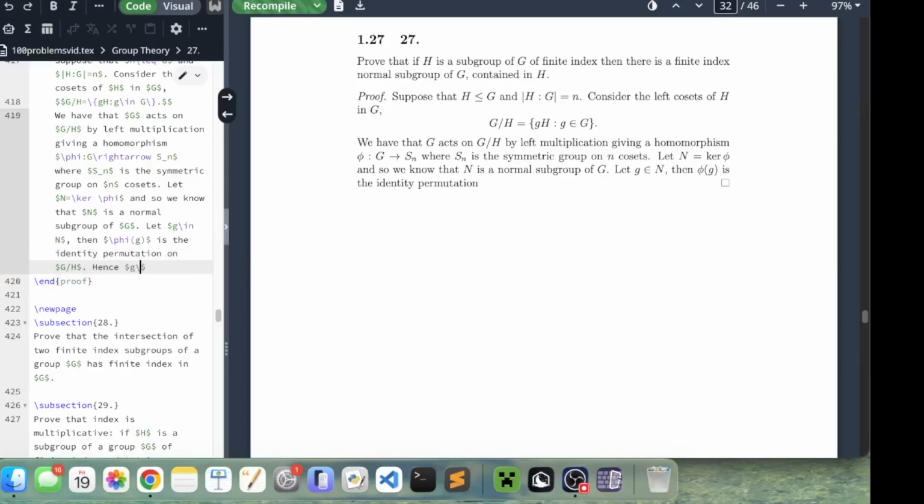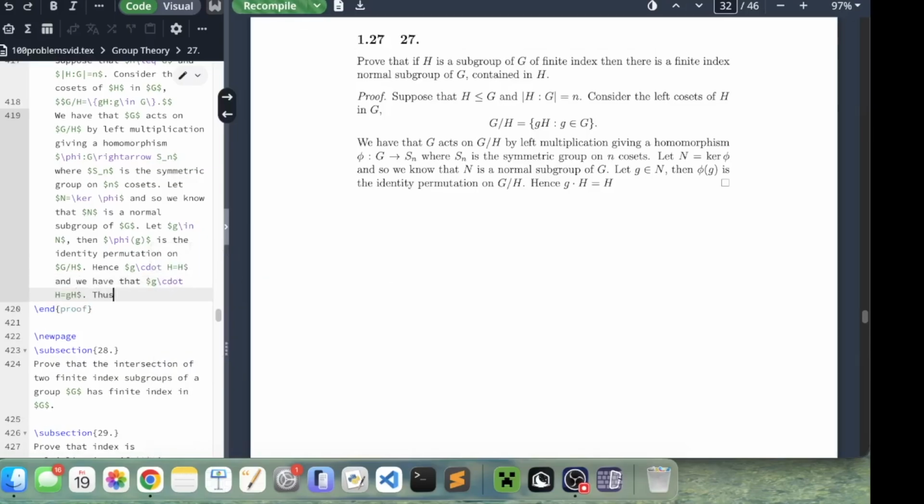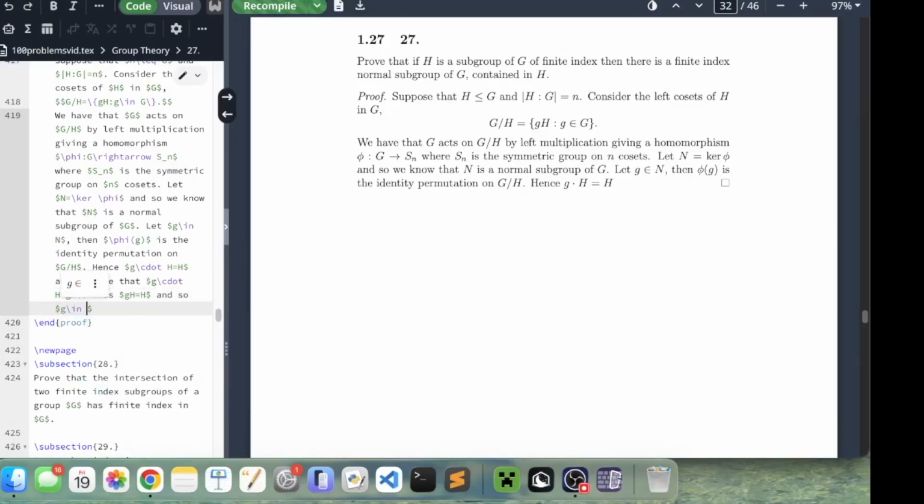Hence, gH is just going to give us H. And we have that gH is equal to just gH. Thus, we have that gH is equal to H. And so g is in H. Okay, so we have containment.